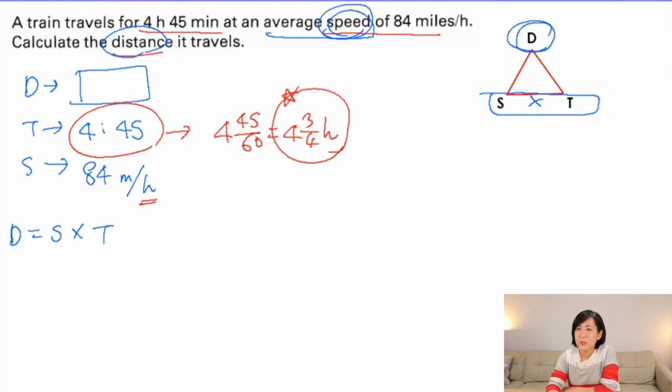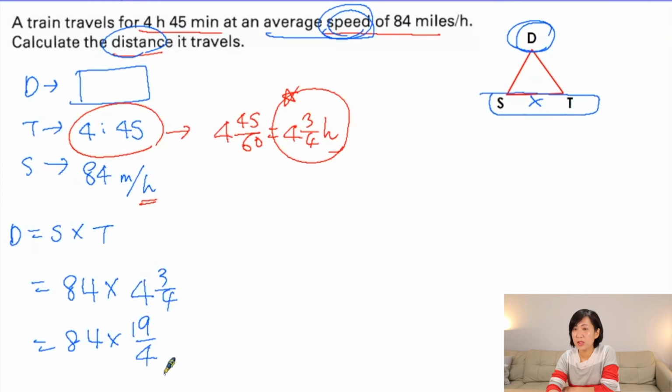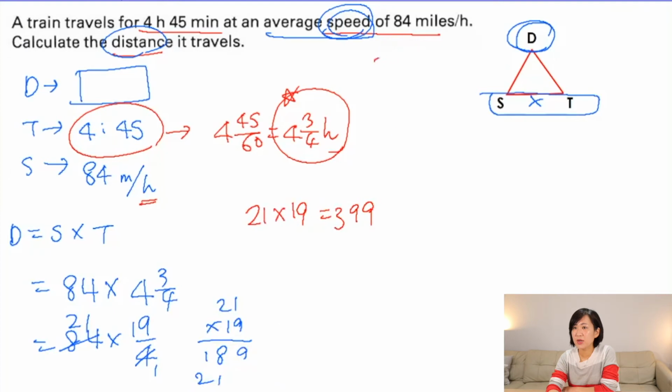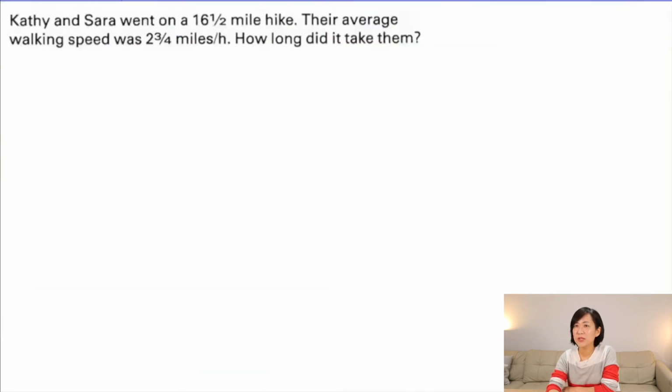So now it's speed 84 times 4 and 3/4. Let's make it into an improper fraction. That is 19/4. Then we can simplify by 4, 21. So our answer is 21 times 19. So the distance is 399, and check your unit. Since this is distance, your unit is miles. This is the answer. Now this time, read your question and then identify which part is missing.